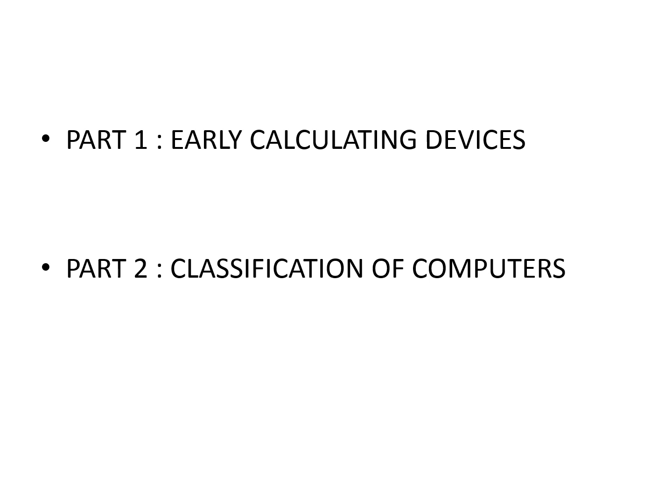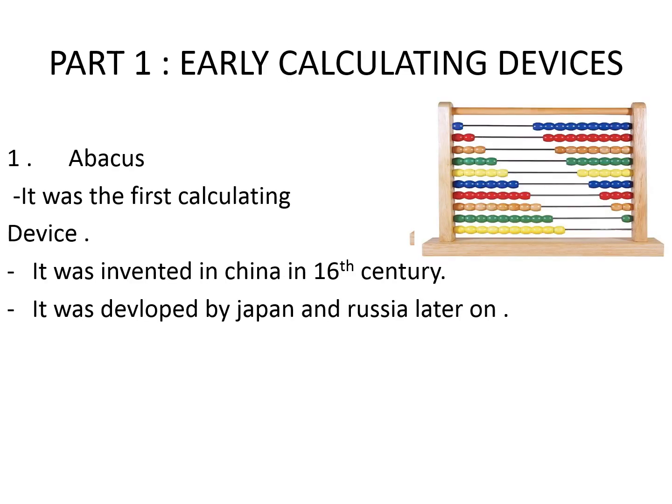Okay, so moving on. The very first calculating device that we are going to study is the abacus. You must have seen the abacus in school. If you have not seen it, there is an image on your screen. The abacus looks exactly like this. The image on the rightmost part of your screen is the image of the abacus. It was the very first calculating device.